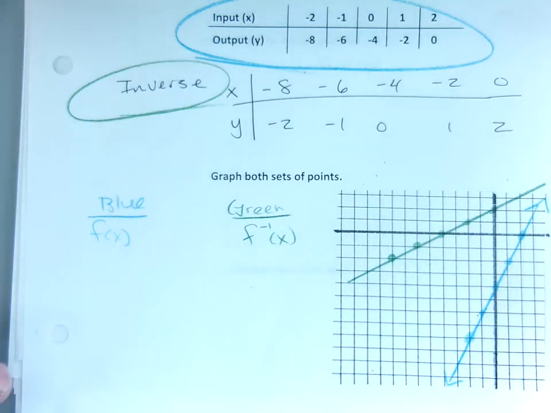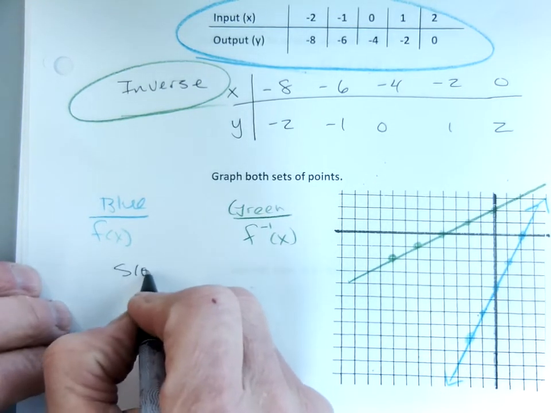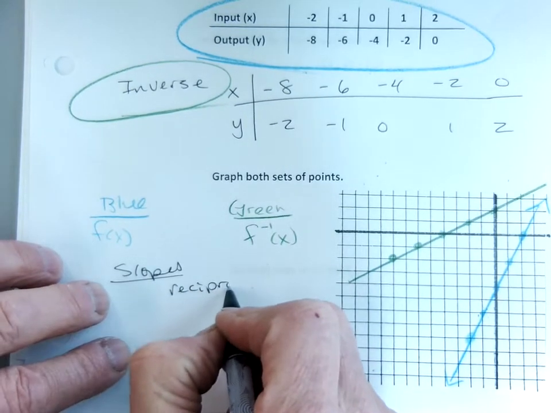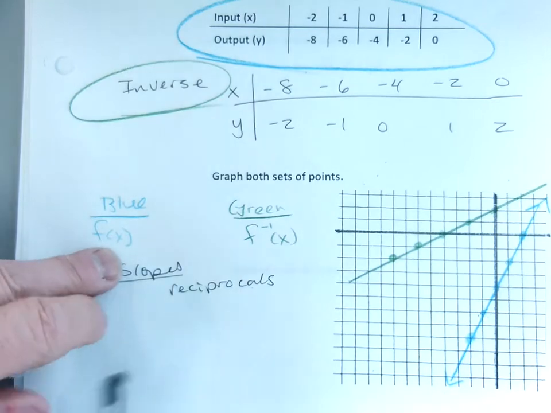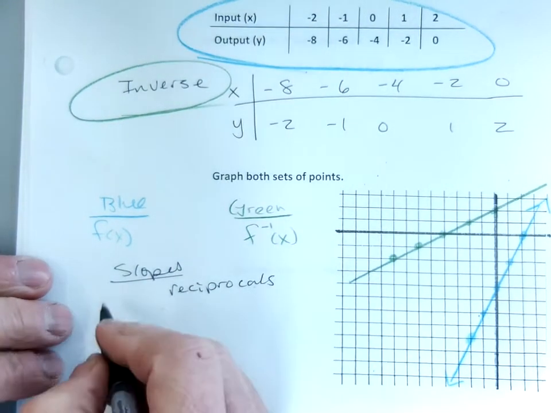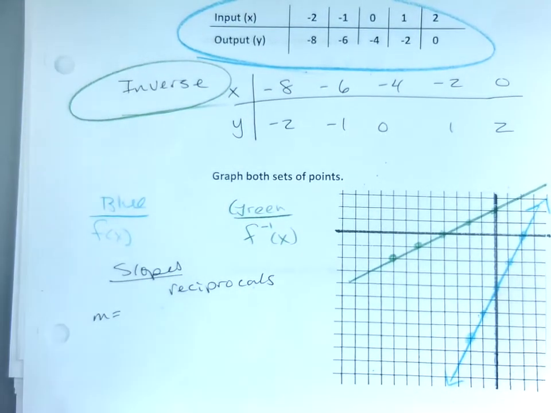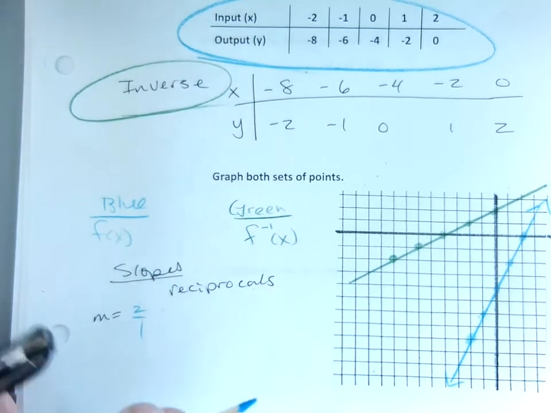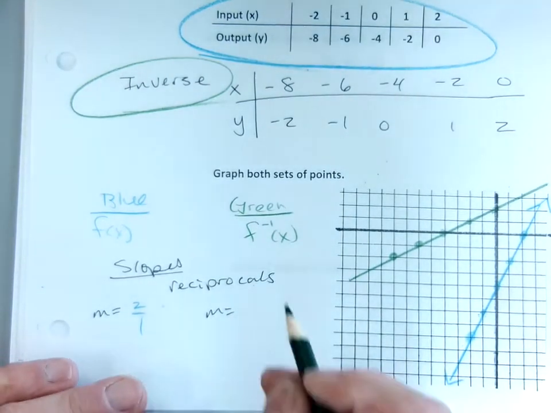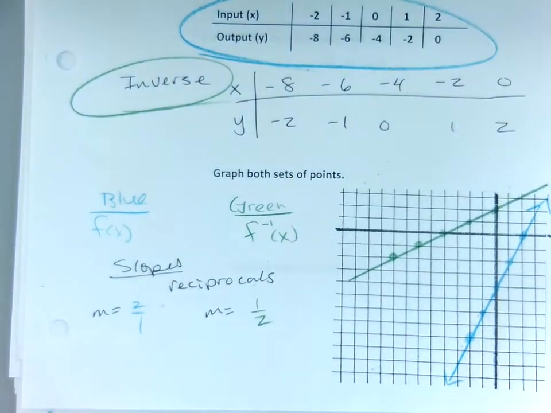So the first thing I know on slopes, they are reciprocals. Because on the blue graph, it's up 2 over 1. And on the green graph, the slope is up 1 over 2. Awesome. And one other thing that I showed you guys is that the x-intercept of one is the y-intercept of the other.